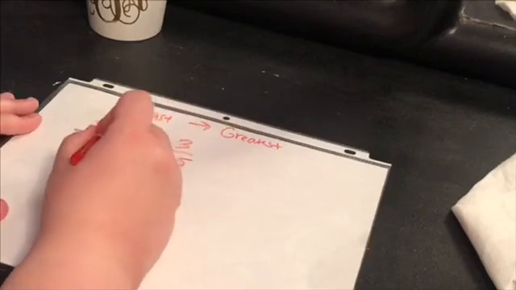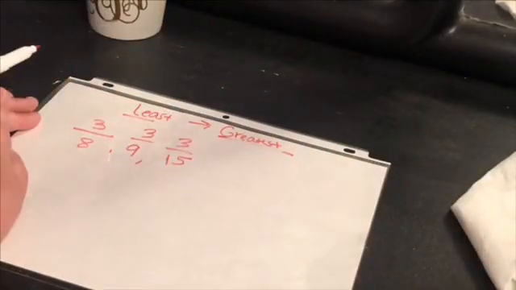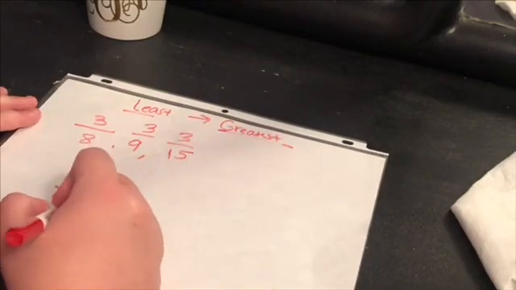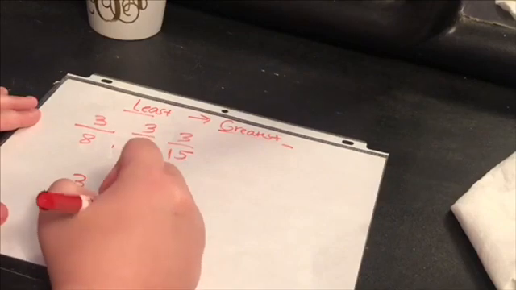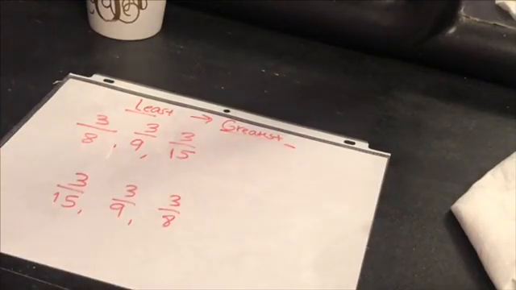And if we're working from least to greatest, wouldn't that mean that our biggest denominator would go first? Yes, so we would say 3/15, then 3/9, and 3/8 is the correct order for these three fractions from least to greatest.